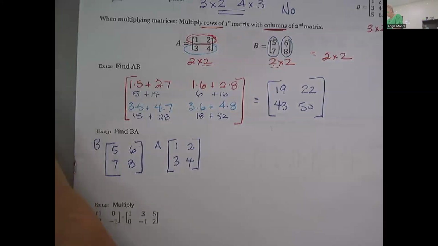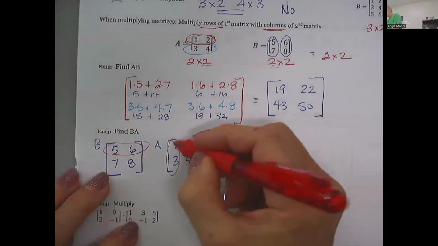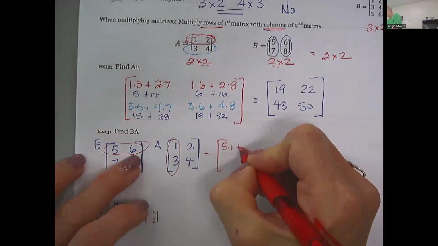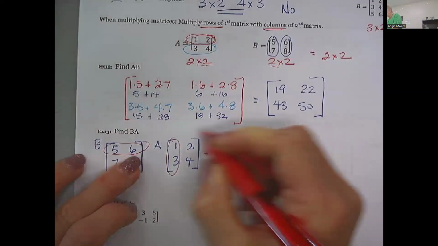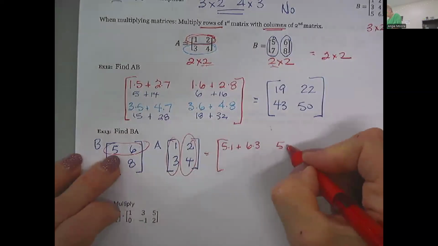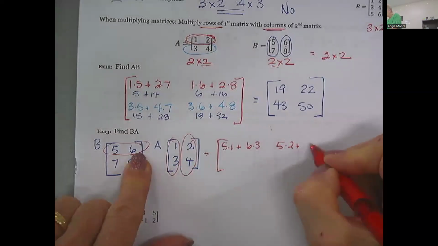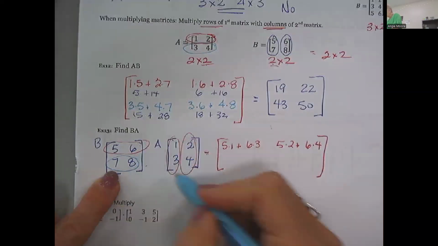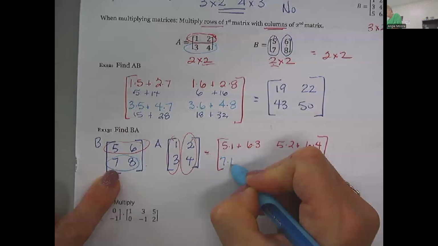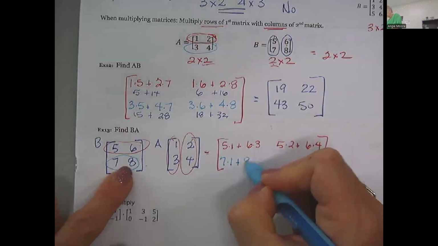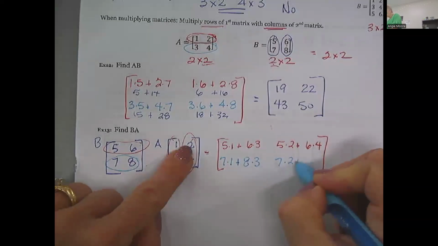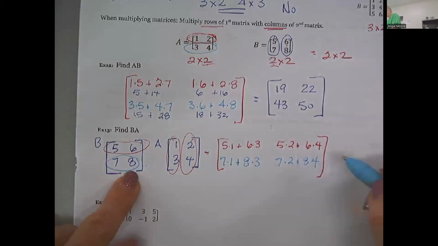All right, so we're going to go slow. Row by column. We get 5 times 1 plus 6 times 3. Now go to the next one. 5 times 2 plus 6 times 4. Okay, the bottom row, we start with our columns. 7 times 1 plus 8 times 3, and then 7 times 2 plus 8 times 4.